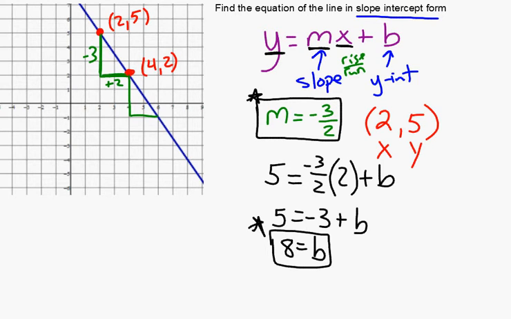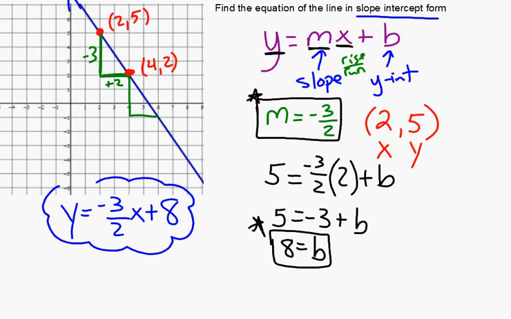So my final answer, the equation of this line over here, is in fact y equals m, which is negative 3 halves, x plus 8. And a positive 8 does make sense. It looks like it would hit up here at about 8 if I were to go ahead and continue my graph. So here's the equation of my line, and I can go ahead and use that for whatever other purposes I have.